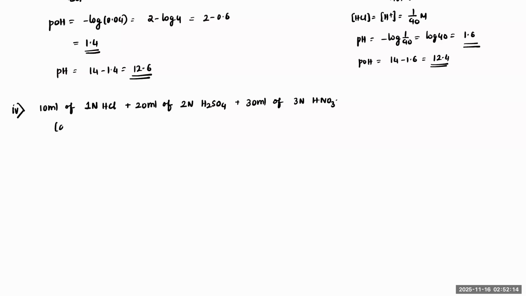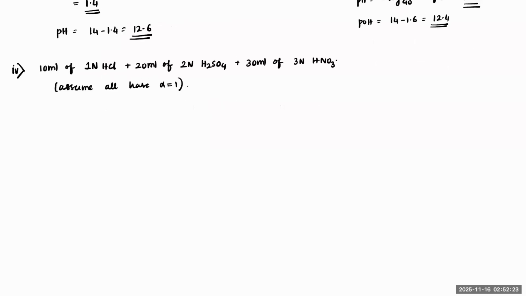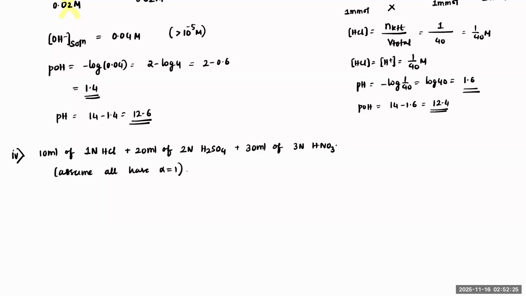Assume all have alpha value 1, which means 100% ionization. They are all getting dissociated 100%.